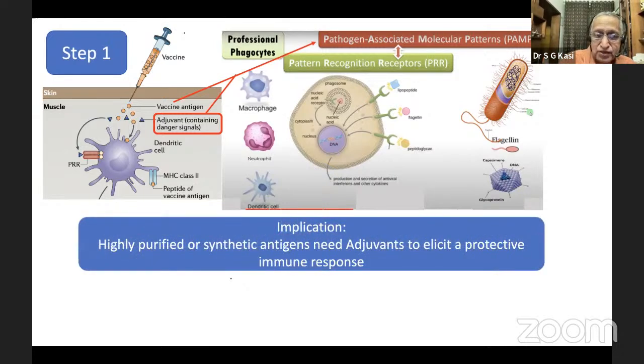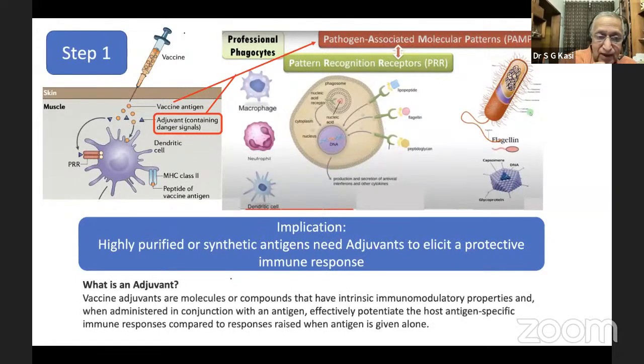So what are the implications? Highly purified or synthetic antigens need adjuvants to elicit a protective immune response. And what is an adjuvant? A vaccine adjuvant is a molecule or compound that has intrinsic immunomodulatory properties. And when it is administered with a vaccine, the immunological response is far superior to what is elicited when it is administered without an adjuvant, right? So adjuvants heighten the immune response of the vaccines.